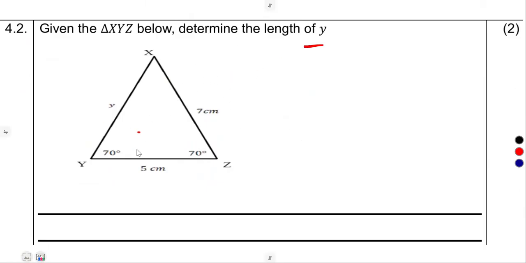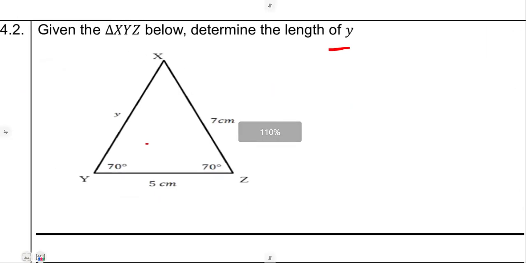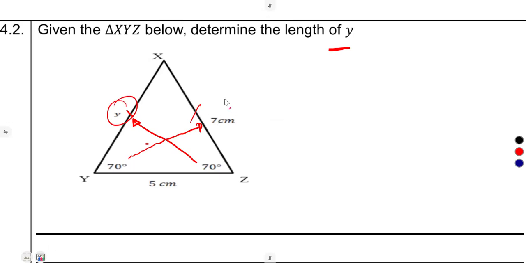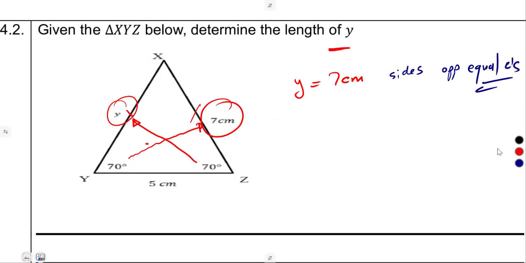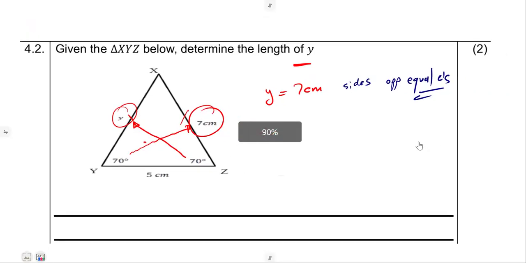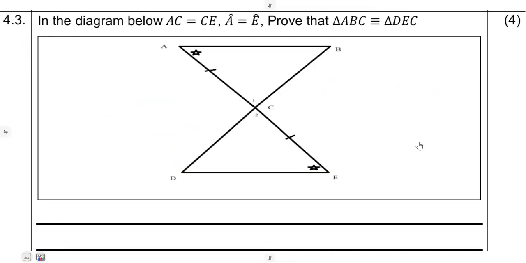On question 4.2, given that the triangle that we are given here is XYZ, determine the length of y from this triangle. There is 70 degrees, there is 70 degrees there. So what does it tell us? It tells us that the sides that are opposite these angles are equal. Sides opposite equal angles. So y automatically is equal to what? 7 centimeters. These are sides opposite what? Equal angles. All right, just like that, we can attempt our question.